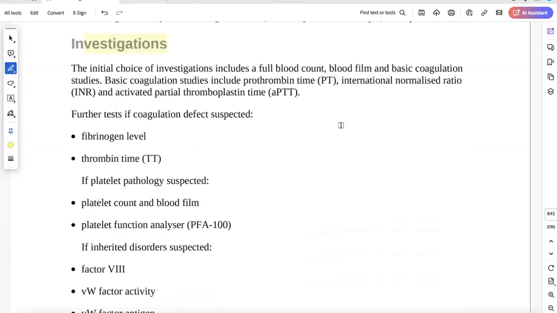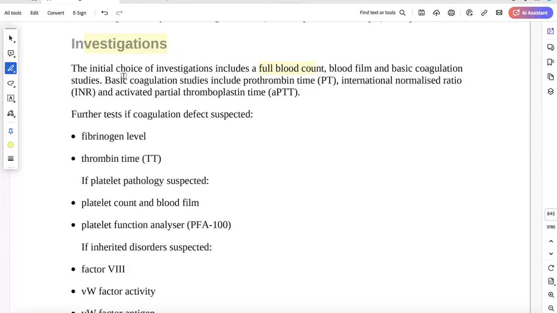Investigation. So let's say you have got a patient who has abnormal bleeding. Even after a minor cut, the patient bleeds a lot. What would you do next? Your first investigation will be a full blood count. The full blood count will look at red blood cells, white blood cells, and platelets. In that way, you would be able to know if the patient has any low platelet, and whether that is the cause of bleeding or not.